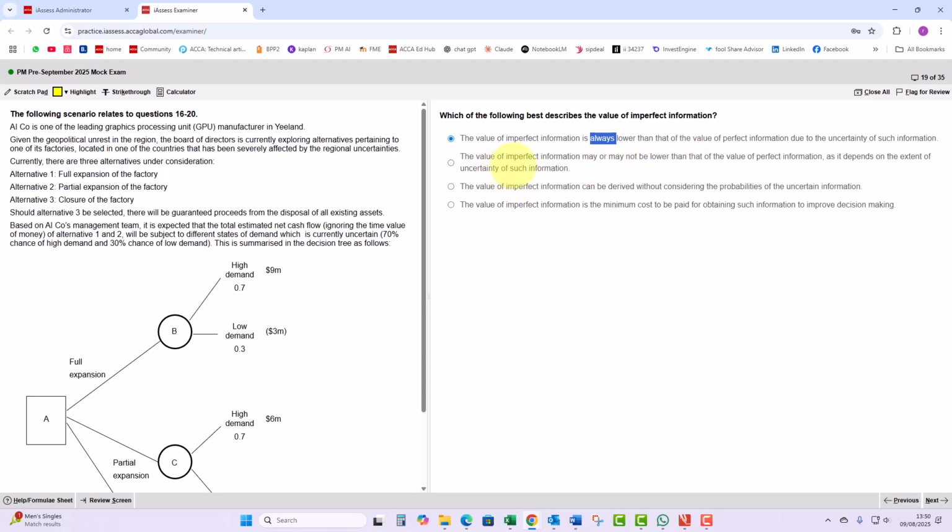Let's look at the others. The value of imperfect information may or may not be lower than that of the value of perfect information, as it depends on the extent of uncertainty. That's not true.